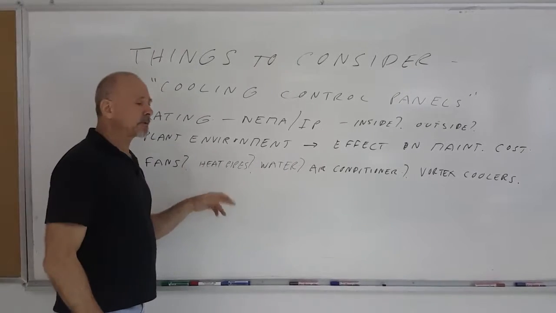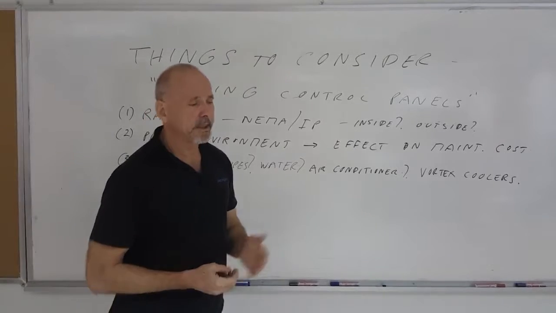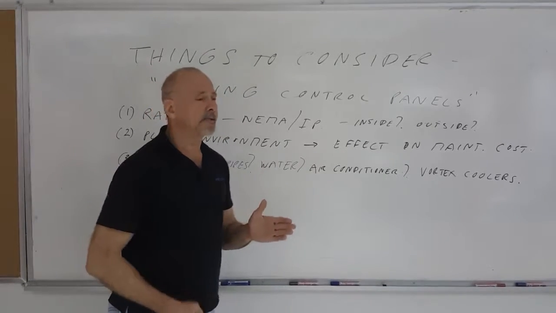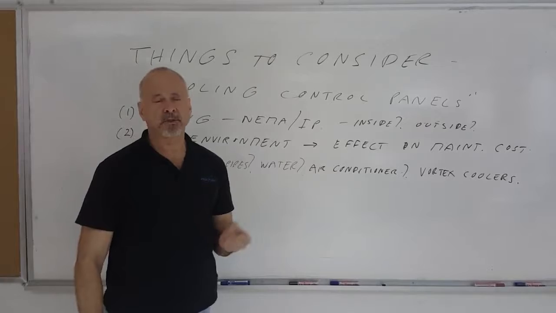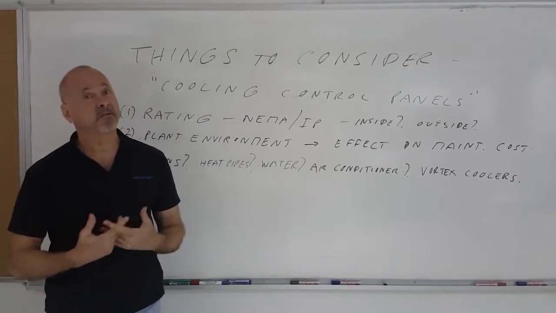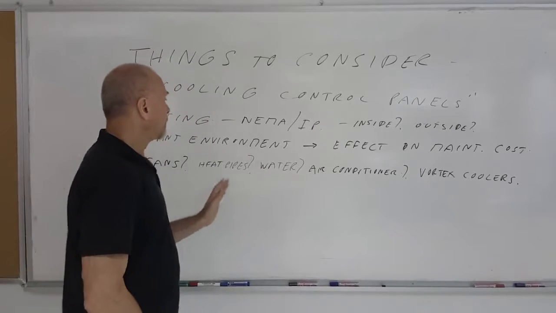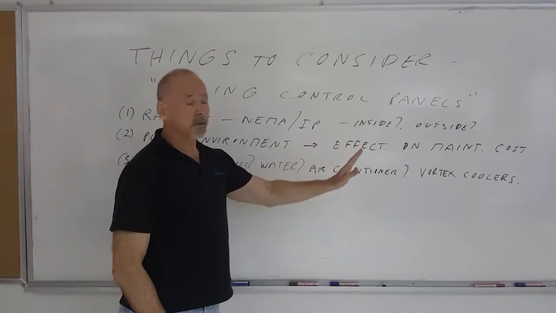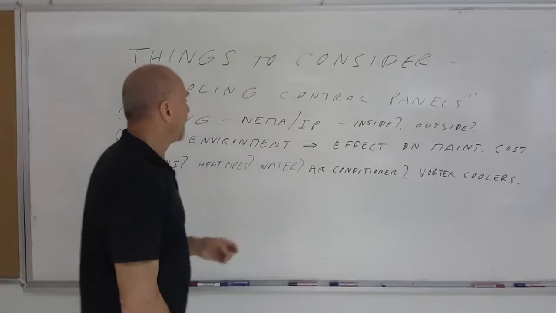Heat pipes. Heat pipes are a nice way to take heat from the inside of a panel out, but heat pipes cannot reduce the temperature to below what the ambient is. If the ambient temperature in a factory is very, very high, you're better off to go to an air conditioning or a VORTEX cooler system to cool the control panel.